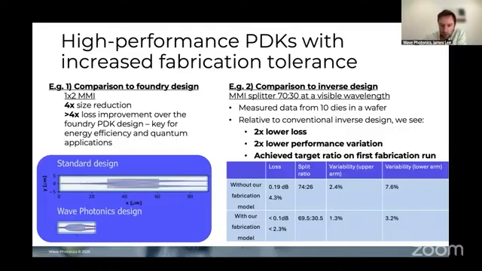What we see is about a factor of 2 improvement in the loss. We're much closer to our target ratio, a fraction of a percent versus several percent. And then crucially, for the same amount of process variation, we see about a factor of 2 reduction in the performance variation.